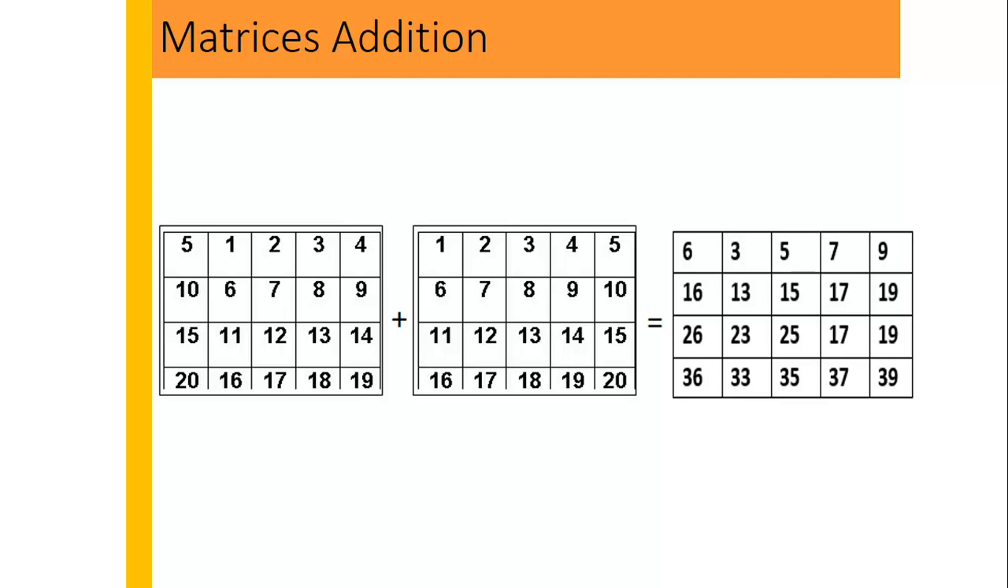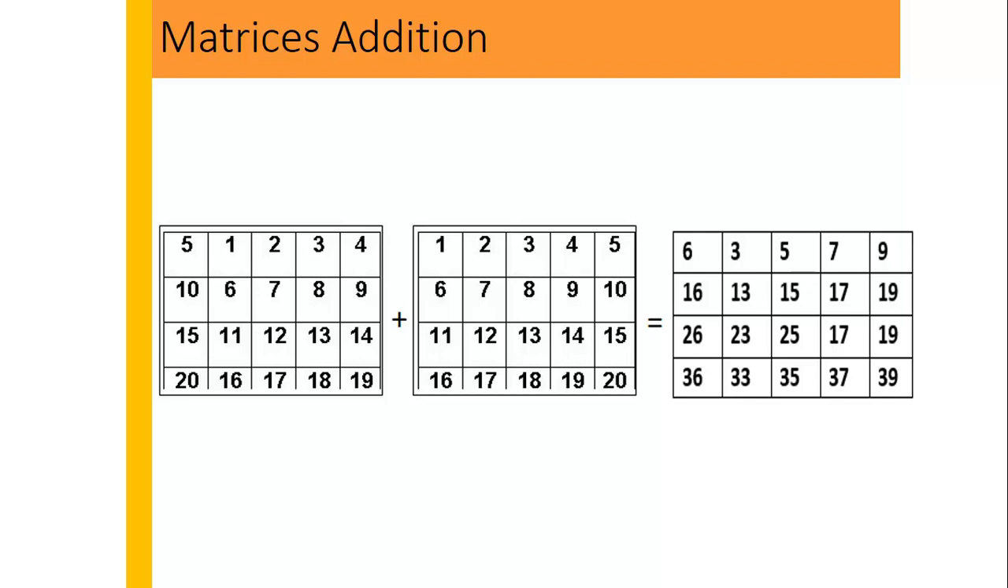Suppose we have two matrices given on the screen. We have elements 5 1 2 2 3 4, 10 6 7 8 9 15 11 12 13 and 14, and 20 16 17 18 and 19, another array with a different set of elements. The prerequisite of addition of matrices, as we know, is that the number of rows and columns of the first matrix should be equal to the number of rows and columns of the second matrix. That is a prerequisite requirement for addition of matrices.